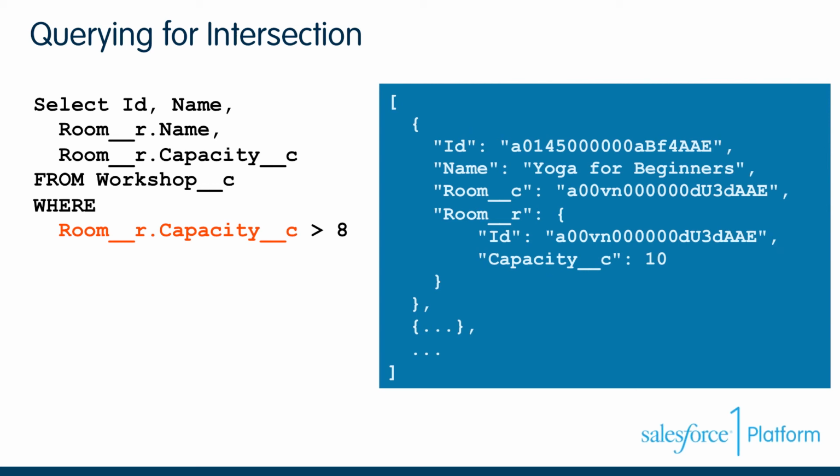Just as a pointer, when you're doing relationship queries, the where clause can reference things both from the main object and also the referenced object. So if you want to say, only get me information about workshops that are in a room of capacity greater than 8, you can add that into your where clause. So the where clause can also traverse multiple objects, which is quite nice.